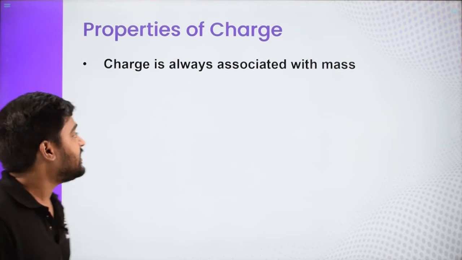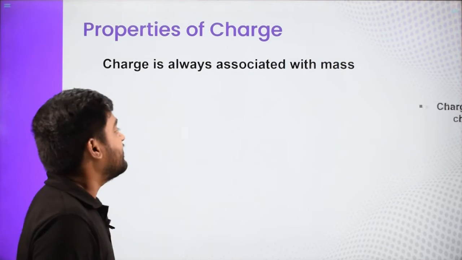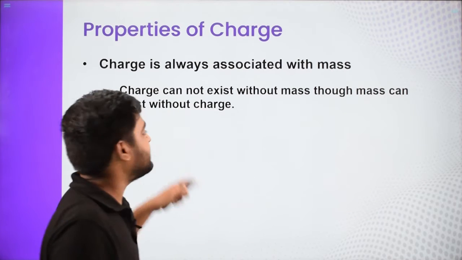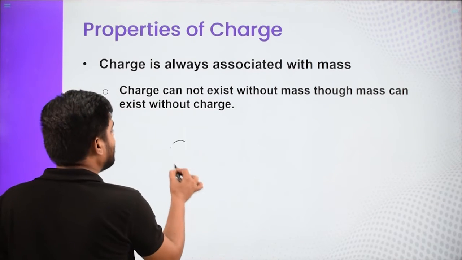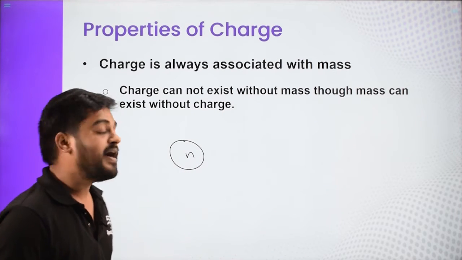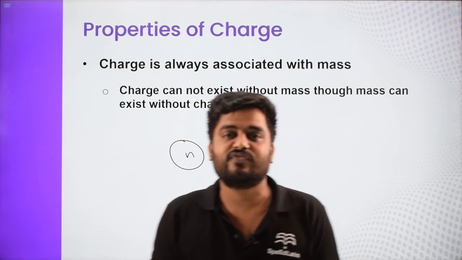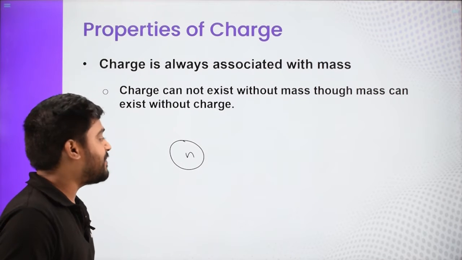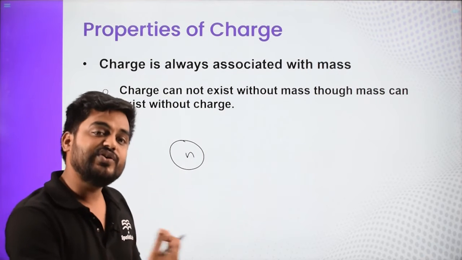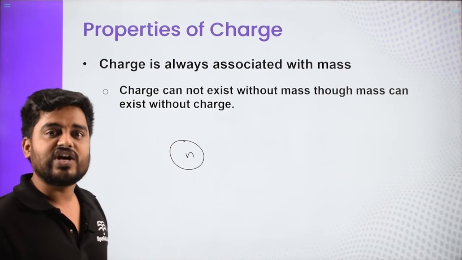We'll continue. So next property is charge is always associated with mass. What does that mean? That means that charge cannot exist without mass, but mass can exist without charge. If we talk about neutrons, they are neutral in nature, but they have some mass, right? But any fundamental particle or object which is having some charge will definitely have the mass. So mass can be neutral or charged, but charge is always with some mass. So we can say the alone charge cannot exist.